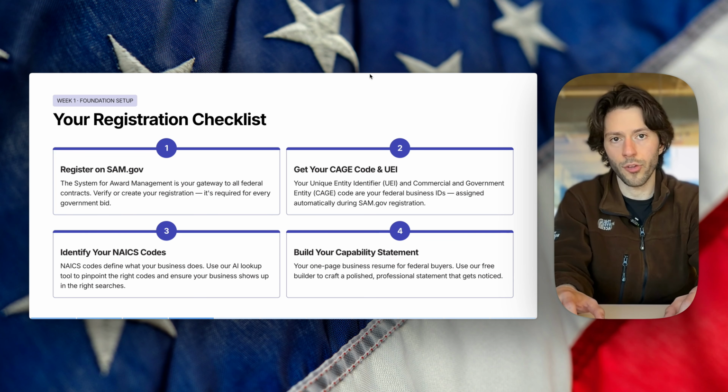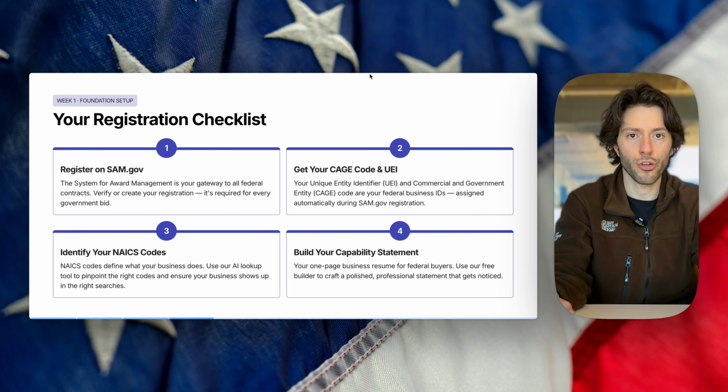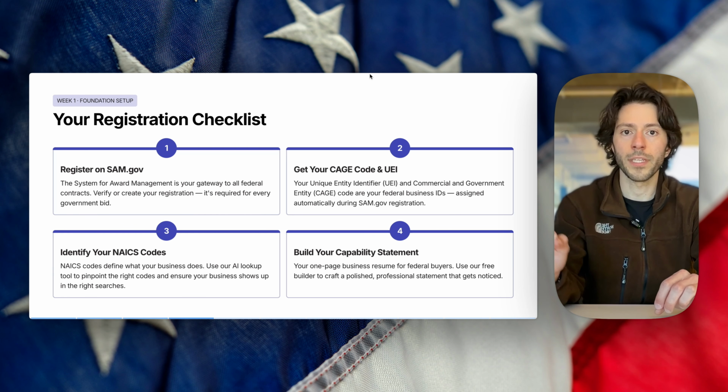All right, for the foundational setup, here's your registration checklist. You need to register on SAM.gov, which is an easy part. I also have a video on that one. SAM.gov is the System for Award Management for government contracting. This is where the government puts out the public federal opportunities. It's required for every federal government bid.